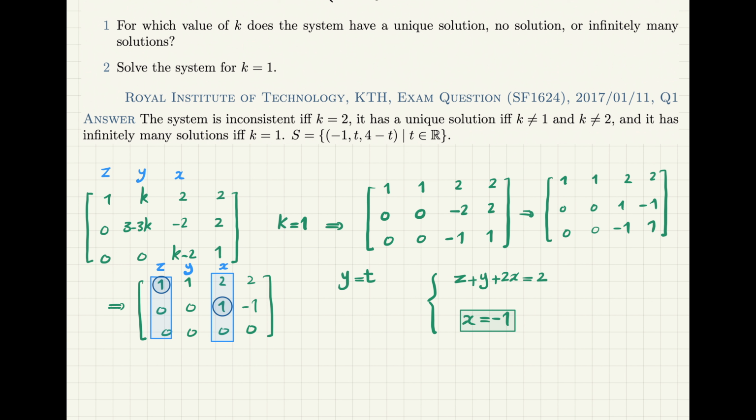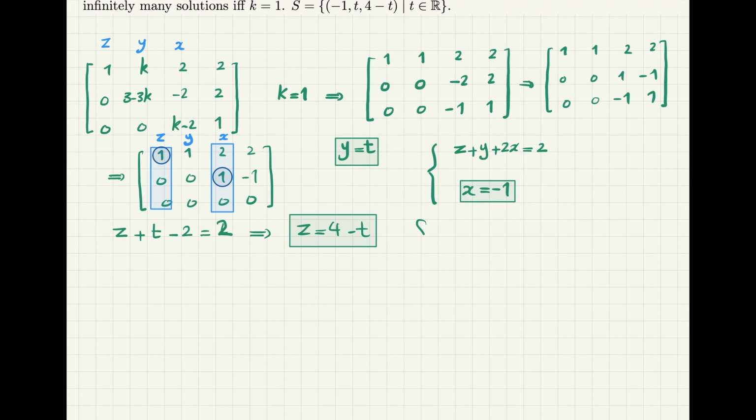Okay, and then of course I also know that y is equal to t, my free variable. So then I can put them in the first equation. Then I will have z plus t, and then minus 2 is equal to 2. And then z is equal to 4 minus t, and that is the z that I was looking for. So if I want to write the solution set, one way of writing that is of course to write minus 1, t, and 4 minus t, where t is a real number.